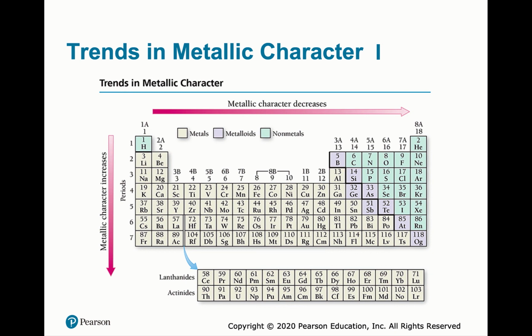Also moving down columns, right? So you look at nitrogen. Nitrogen is definitely a nonmetal. Then phosphorus is definitely a nonmetal. Then you have arsenic and antimony, and these are kind of like metals. They're a little shiny. They have kind of a luster to them.